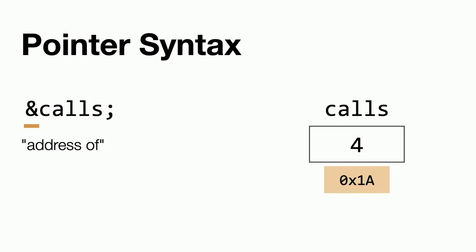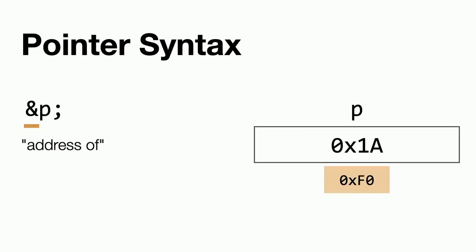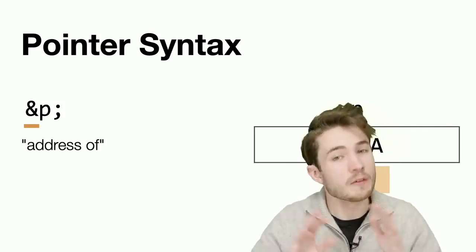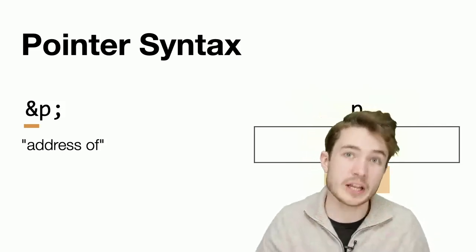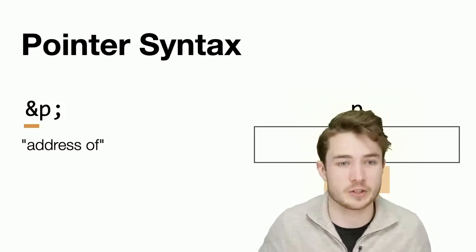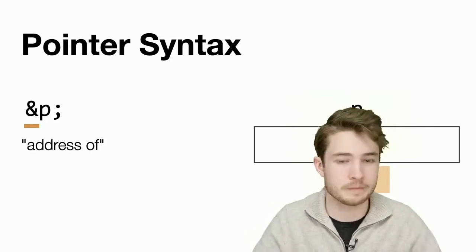Now thinking similarly, we could run the same on a pointer. We could say, what's the address of this pointer? And get back perhaps 0xf0, or wherever this pointer is located in memory. It's not often we'll do this. It's not often that we'll get the address of a pointer that, again, itself has an address. But you can do it if you're curious.